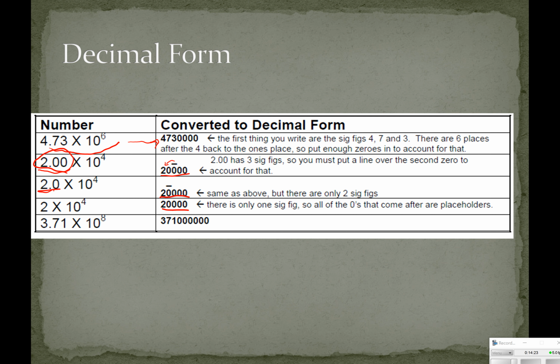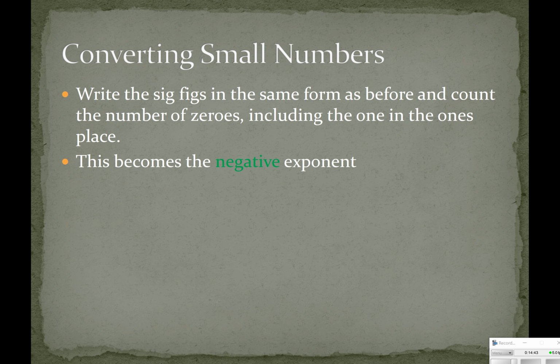For the last one, 3.71 times 10 to the 8th. We have 3 significant figures, so we write those, and we move the decimal 8 spots back to the ones place, and we get a number. I always got to put my commas in here. 371 million, the amount of dollars in my bank account.